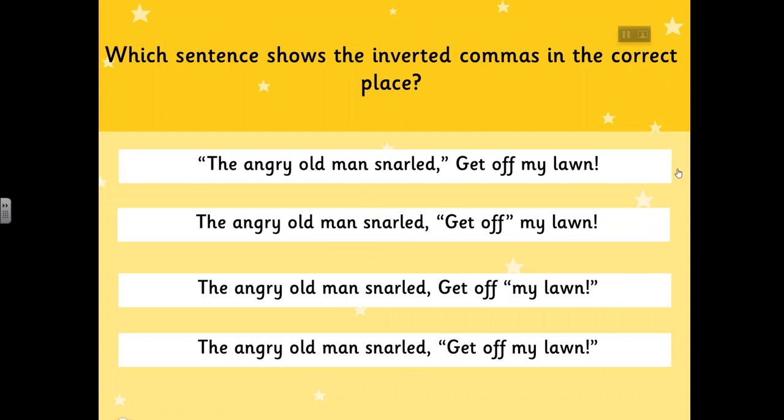I'll read the next one, pause the video and see if you can work out which is correct. The angry old man snarled, "Get off my lawn." The angry old man snarled, "Get off my lawn." Think about the words that the old man is saying. The synonym for said in this sentence is snarled.